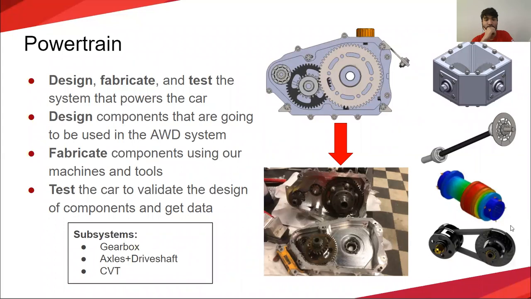We have three major subsystems: gearbox, axles and drive shaft, and CVT. So for the gearbox, we're going to have three now with the new iteration of the car. And then we have axles and drive shaft. So that's all the shafts basically throughout the car. We're going to have about 4 or 5 of those. Kind of 6, a lot of them. And then CVT is all the acceleration tuning that they do. So they don't really make stuff. It's really test heavy because we don't make the CVT.